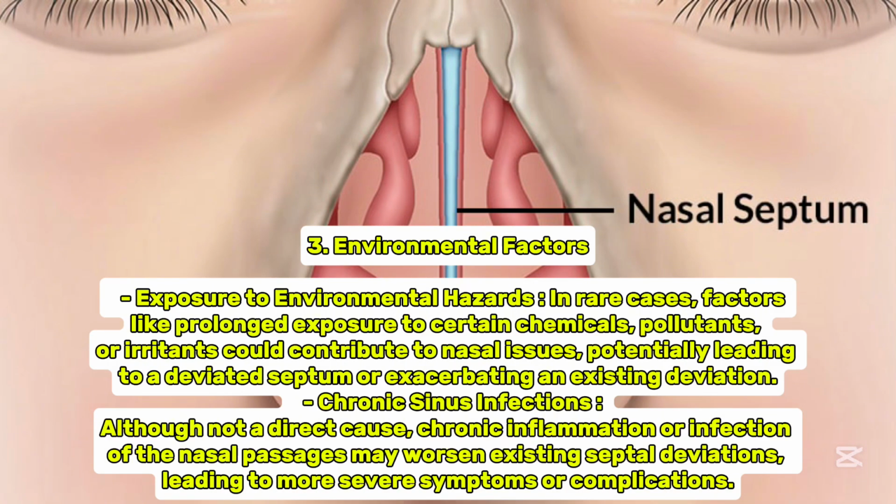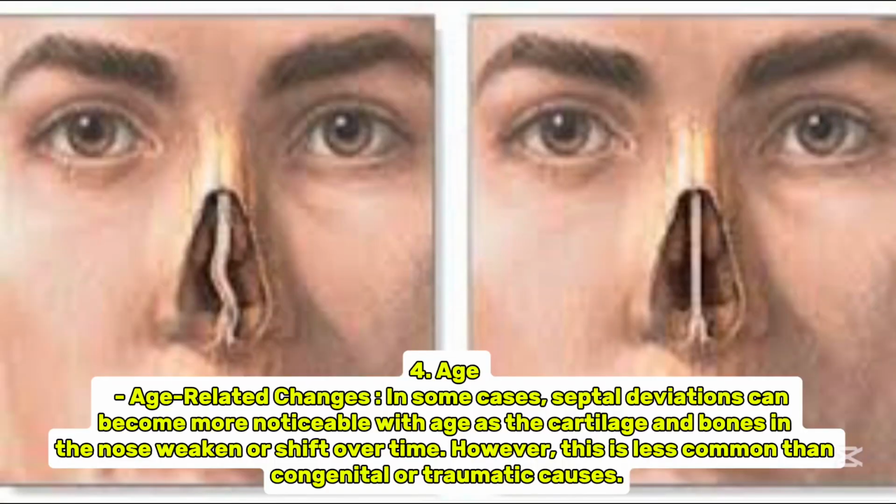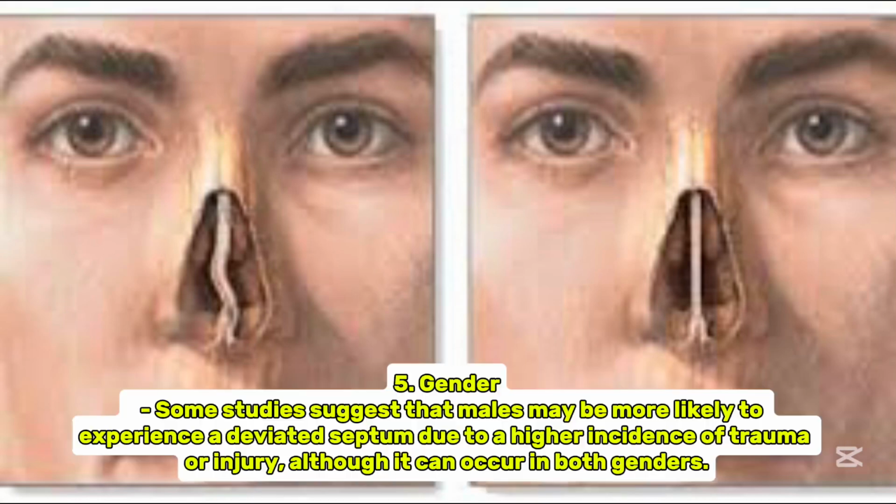Chronic sinus infections. Although not a direct cause, chronic inflammation or infection of the nasal passages may worsen existing septal deviations, leading to more severe symptoms or complications. 4. Age-related changes. In some cases, septal deviations can become more noticeable with age as the cartilage and bones in the nose weaken or shift over time. However, this is less common than congenital or traumatic causes. 5. Gender. Some studies suggest that males may be more likely to experience a deviated septum due to a higher incidence of trauma or injury, although it can occur in both genders.